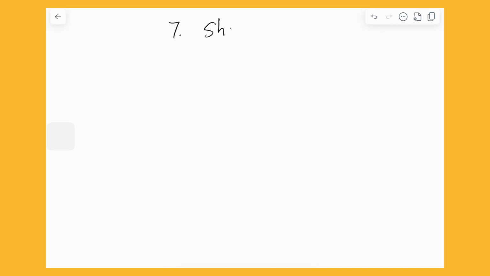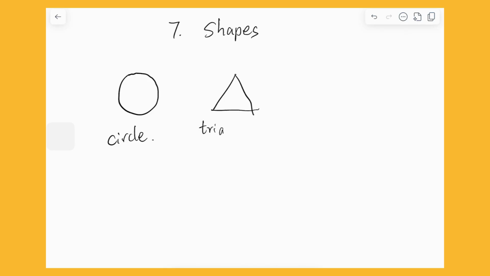Okay, so now let's move to our next topic, which is shapes. Okay, so for shapes, we need to know what's this. This is a circle. And what's this? This is a triangle. And this one, we call it rectangle.